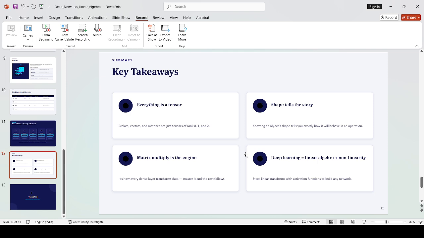Let us summarize today's lecture. We learned that all deep learning models are built using 4 mathematical objects: scalars, vectors, matrices, and tensors. The shape of these objects determines how mathematical operations can be performed. Among all operations, matrix multiplication is the most important because every dense neural network layer depends on it. Finally, deep learning combines linear algebra with nonlinear activation functions to learn complex patterns from data.